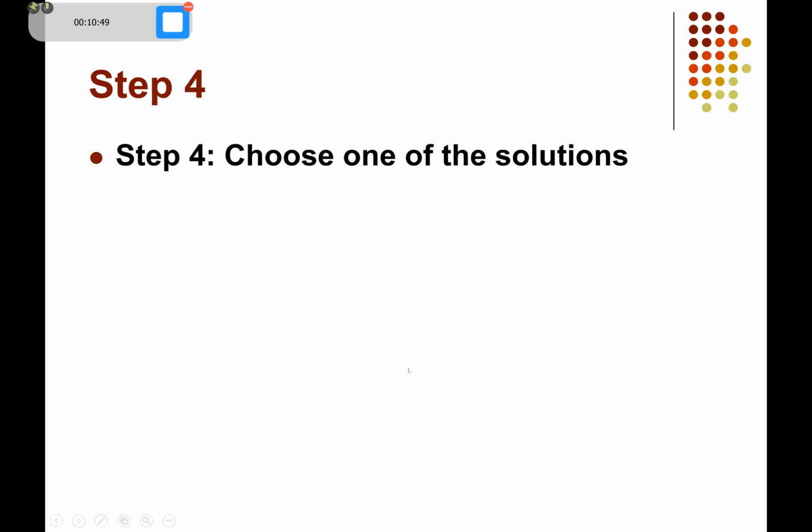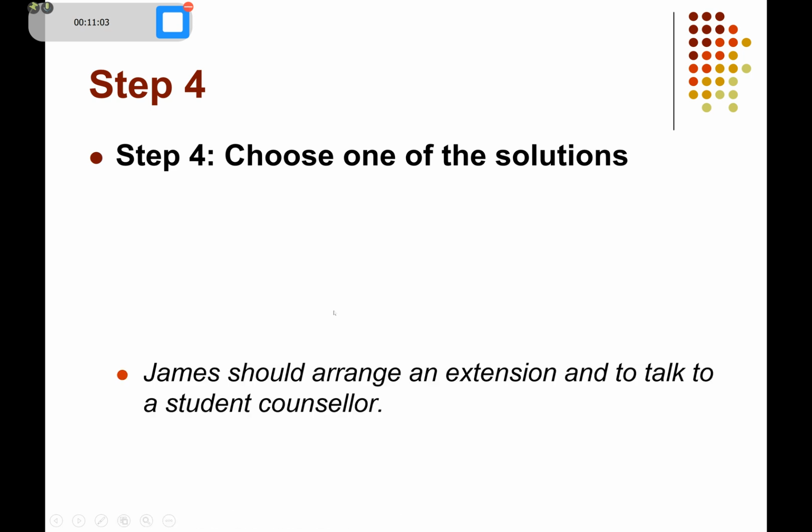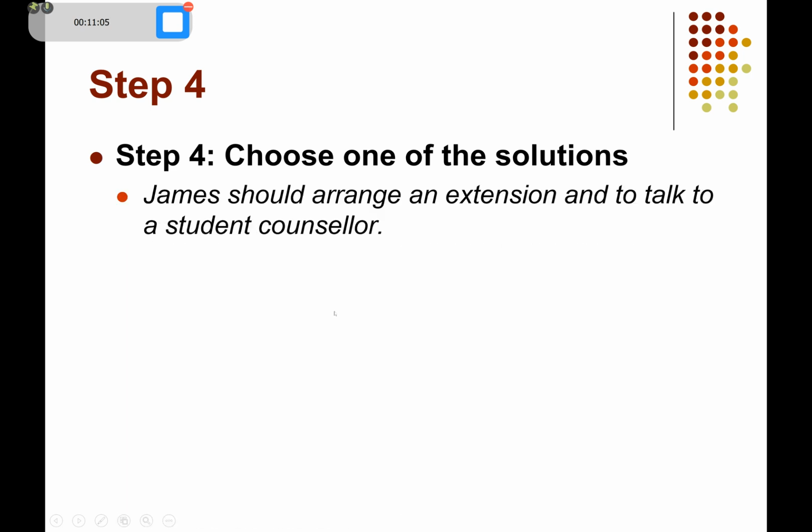So step 4, you've gone through each of your solutions, you've identified the advantages and disadvantages, and now the option is to really think about what is the best solution or the solutions that are going to help James resolve his problem. So he should arrange an extension and talk to a student counsellor. I wonder if they're the solutions that you thought of as well.